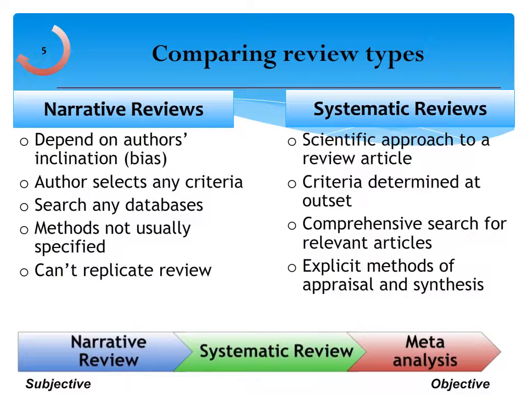When comparing the 2 review types, systematic reviews are a scientific approach to a review article, while a narrative review is more subjective, depending on the author's choices. Methods are clearly described and reproducible in systematic reviews, with the criteria, databases searched, and selection methods detailed, while narrative reviews do not explain the methods and the review cannot be replicated.